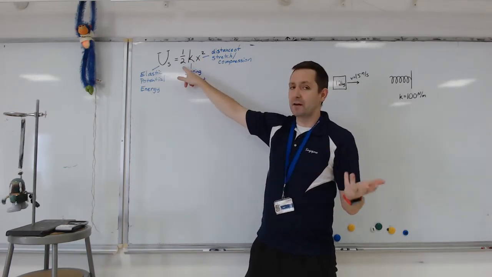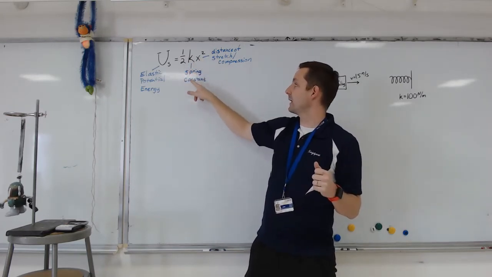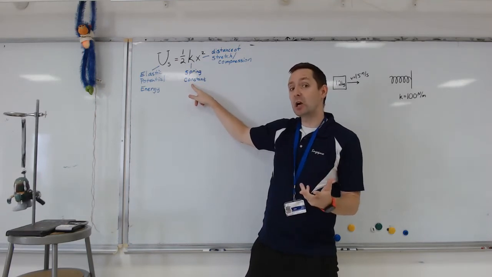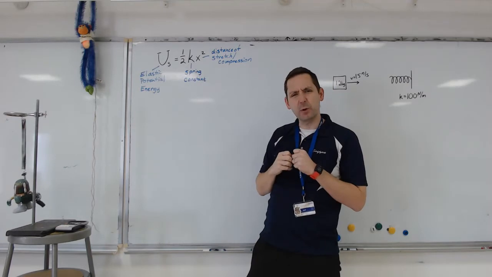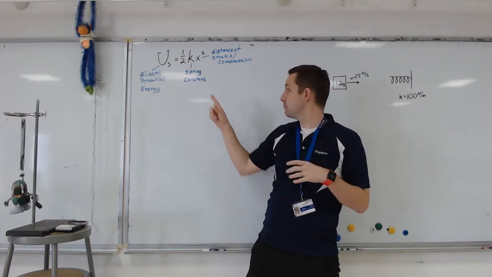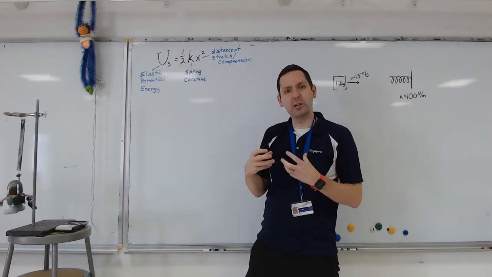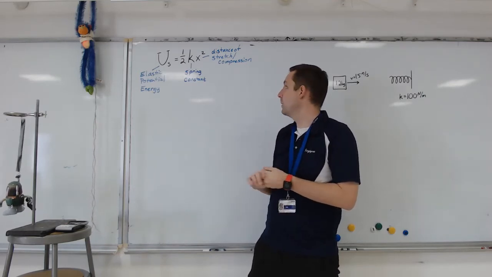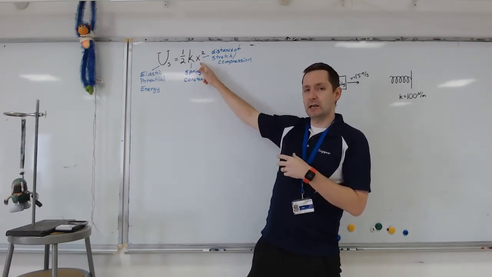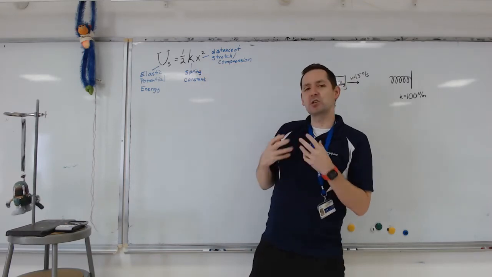And the 1/2 obviously is just 1/2. The k is what's called the spring constant, and it shows the stiffness of the spring. The more stiff it is, the better able it is to store energy, because it's harder to compress it, so therefore it stores the energy a little bit better. And then the x squared here is the distance of the stretch or compression.